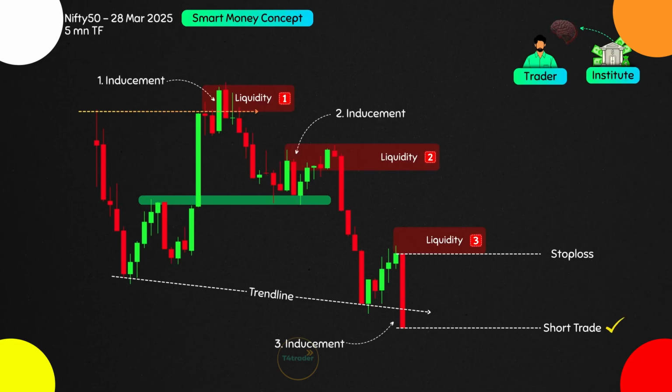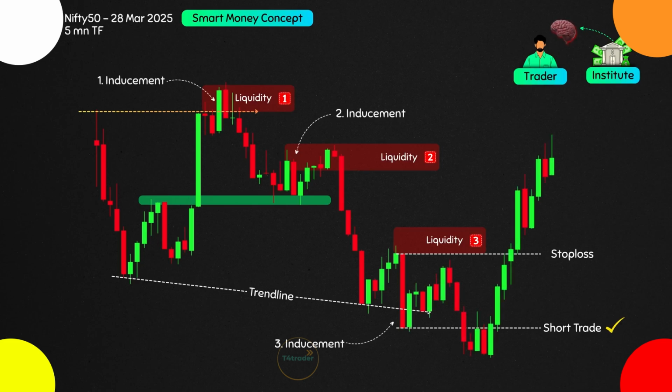Key trading lesson. Whenever you see a trendline breakout, always check: is there liquidity ahead of the breakout? Because many times the market creates fake breakouts to trap traders.